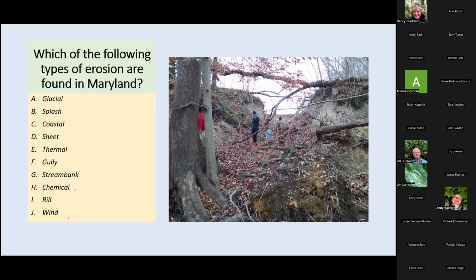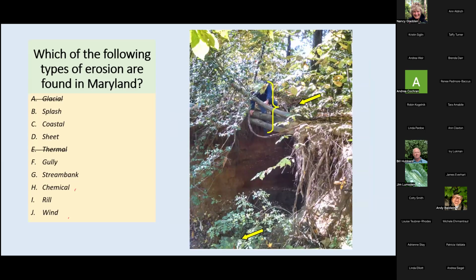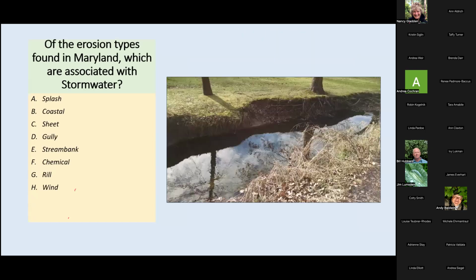Okay, so in Maryland, these are the two that we don't get. We don't have glacial erosion, at least not right now, which is simply a great glacier moving down gradient and grinding rocks into soil. And then the other is thermal, and thermal erosion has to do with heating and thawing of permafrost. So we're not there yet either. So that leaves us the following 8, if my math is correct.